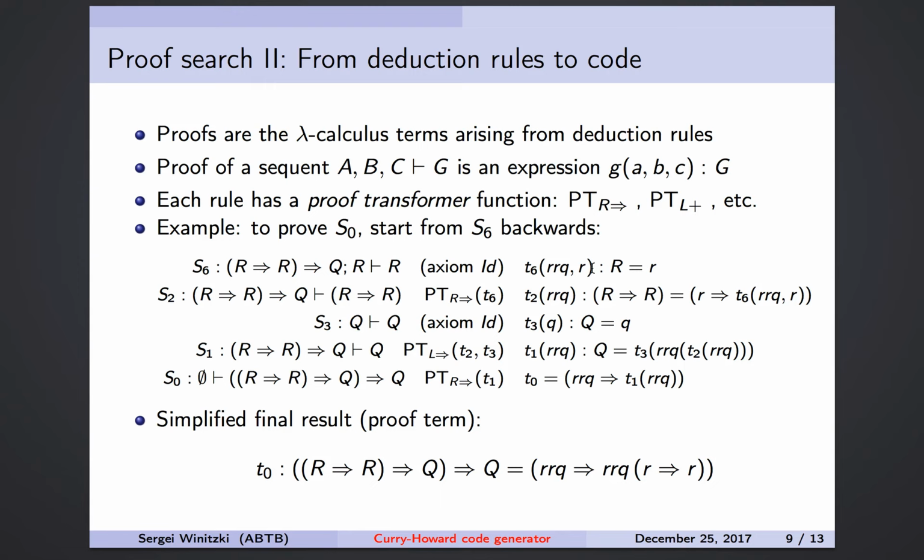Now, each step here is trivial. You apply functions. All these functions pt are fixed. They can be written in advance as higher order functions, and you just blindly apply them. Once you know what the proof is, you just apply them and get your term.